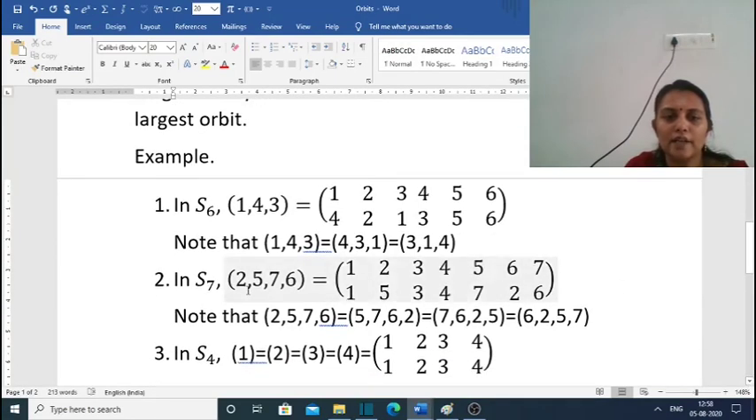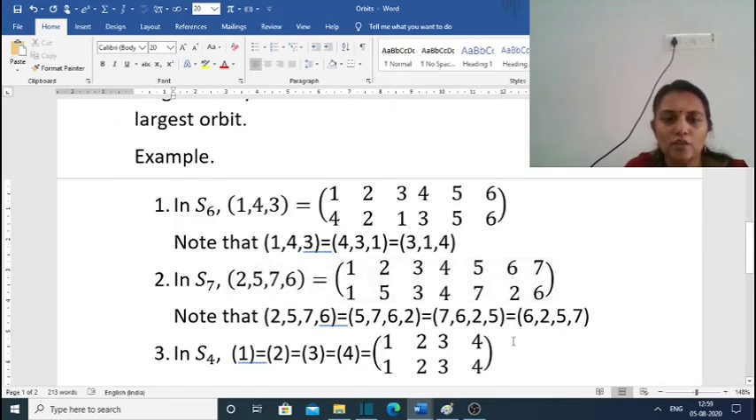And 2 5 7 6. ഇതാണ് സൈക്കിളിൻ്റെ നൊട്ടേഷൻ. 2 5 7 6. 2 goes to 5. ബാക്കിയുള്ള എല്ലാ എലമെൻറ്റ്സും സെയിം ആയിരിക്കും. ഈ 2 5 7 6 മാത്രമാണ് എലമെൻറ്റ്സ് ഉള്ളൂ. 2 goes to 5, 5 goes to 7, 7 goes to 6, 6 goes to 2. ബാക്കിയുള്ള എലമെൻറ്റ്സ് എല്ലാം സെയിം ആയിരിക്കും. 1ന് 1 ആയിരിക്കും, 3 ഇതിൽ പറഞ്ഞിട്ടില്ല, അപ്പോൾ 3ക്ക് 3 ആയിരിക്കും, 4ന് 4 ആയിരിക്കും.